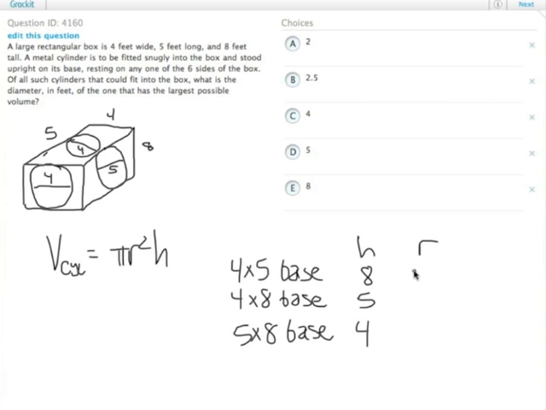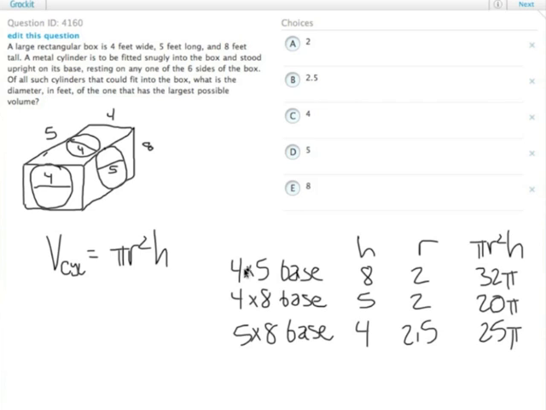So since the shorter side on this one is 4, the radius will be 2 of the cylinder. This one also will be 2. This one will be 2.5 because it's half of 5. So then we can figure out the pi r squared h for each of these. Pi r squared h for this one, 32 pi. For this one, 20 pi. And for this one, 25 pi.